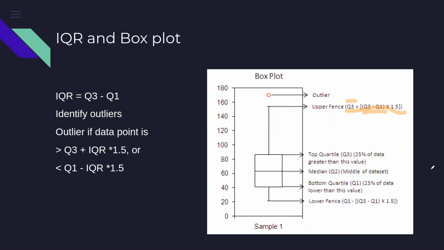Similarly, we do the same thing for the lower whisker: we take Q1, and then Q1 minus the interquartile range multiplied by 1.5.